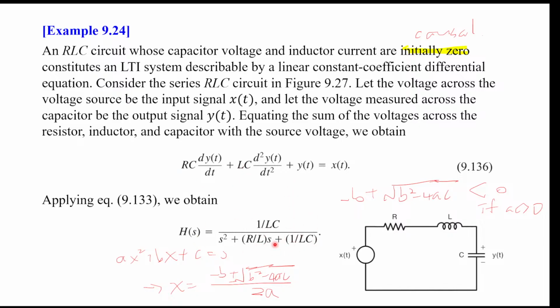Anyway, H(s) is a rational function of s, and you can solve for the poles and zeros. There is no zero because the upper part is just a constant. Then the lower part gives you 2 poles.